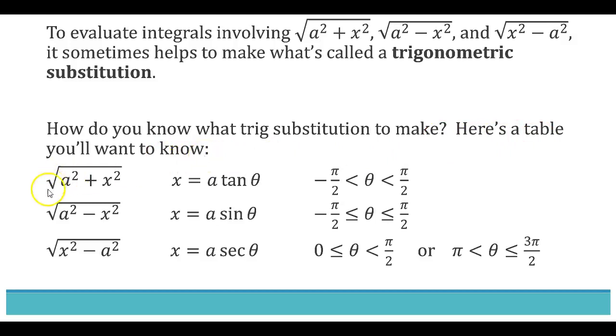If your integrand involves the square root of a squared plus x squared, the substitution that you're going to make is x equals a tangent theta, and all of these do have built-in restrictions involved. If you have the square root of a squared minus x squared, the substitution is x equals a sine theta, and if you have the square root of x squared minus a squared, the substitution is x equals a secant theta.